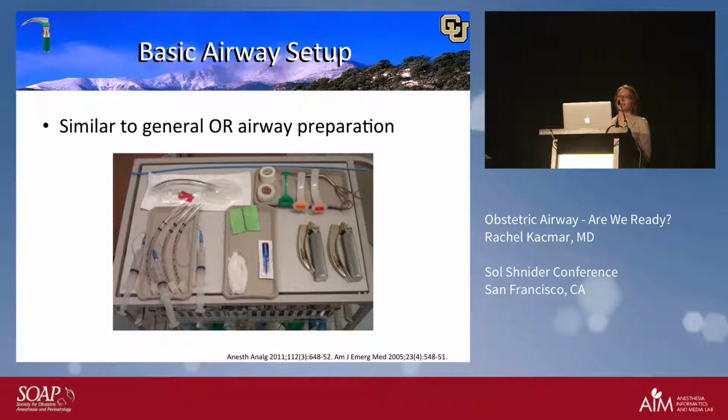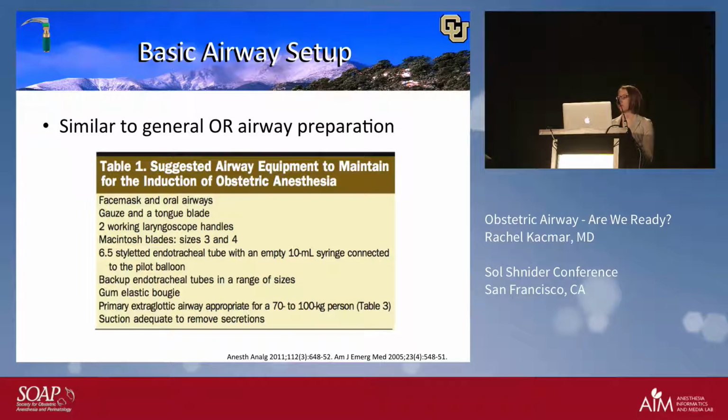This includes having multiple oral airways, multiple laryngoscope blades and handles, hopefully a short handle if you can obtain it, and a smaller endotracheal tube diameter than you would typically use for that size of patient, usually a 6 to 6.5 internal diameter tube. It's also important to have some basic extra equipment available in every room, including a gum elastic bougie and an appropriately sized supraglottic airway.